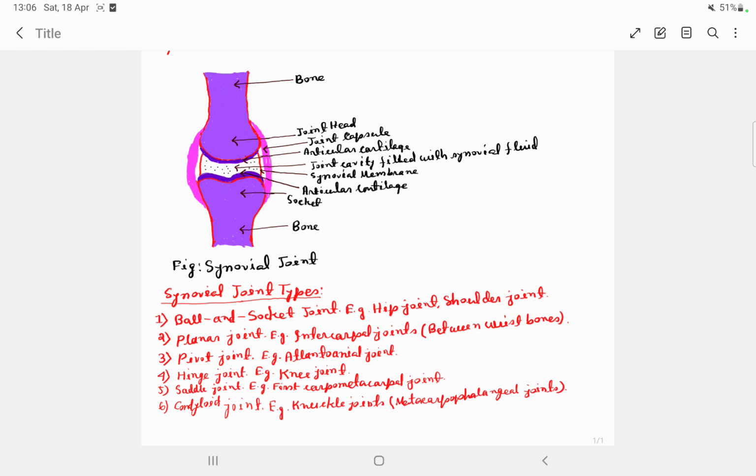Hinge joint, examples include the knee joint. Saddle joint, an example is the first carpometacarpal joint. Condyloid joint, examples include the knuckle joint, that is the metacarpophalangeal joints.